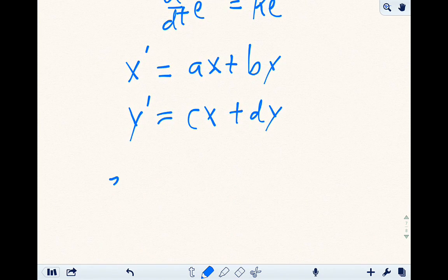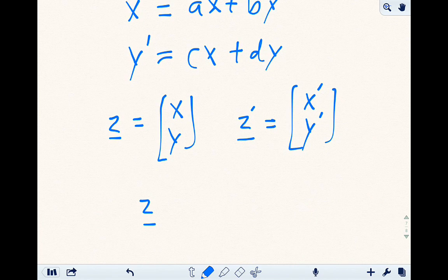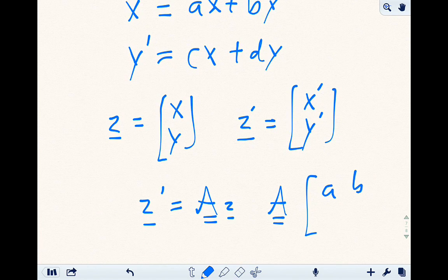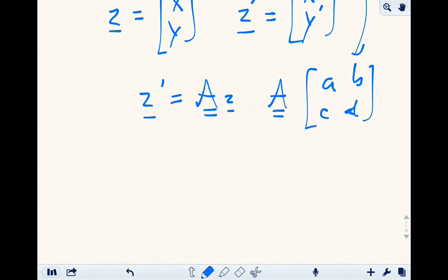We can simplify this if we define the state vector z equals (x, y), and therefore z prime, the rate of change of z with respect to time, is the derivative of the two components, x prime, y prime. We can write the system above as z prime equals the matrix A times z, where A is equal to [a, b; c, d], from this up here. So it's a compact form of writing that, and thus we can have a system of 15 linear equations and write it using the simple compact notation.